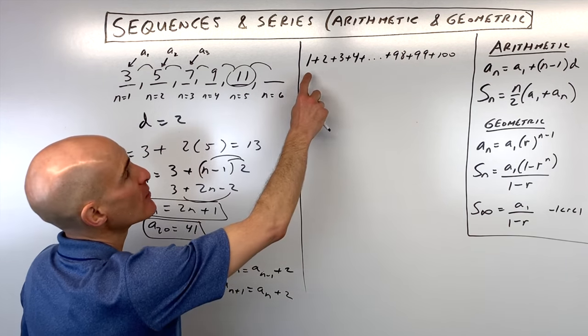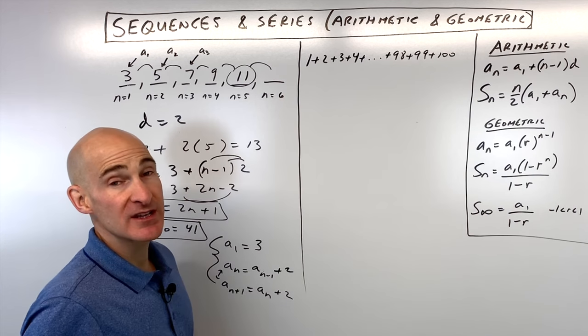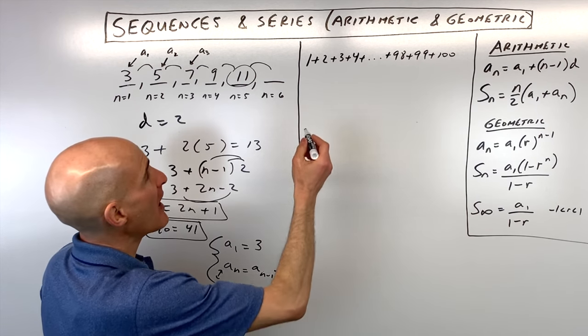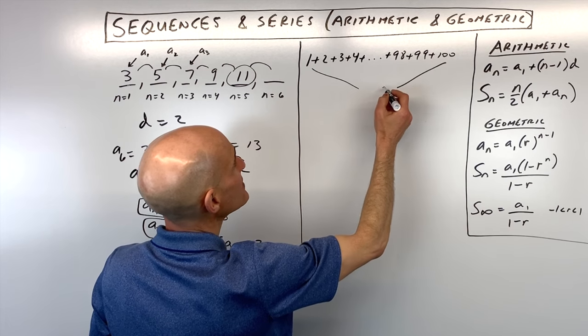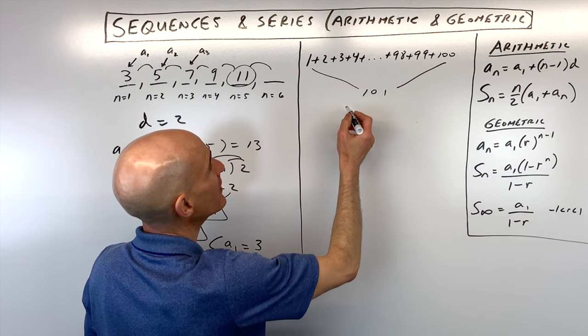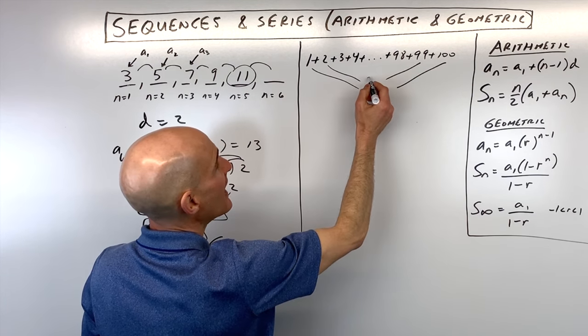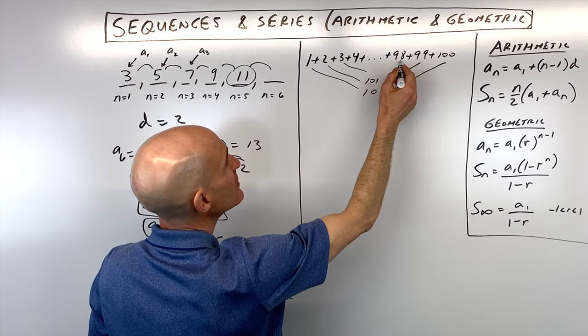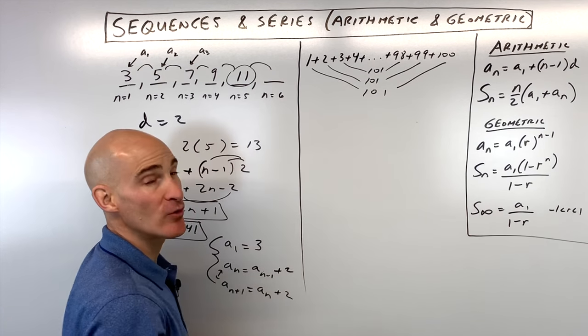Say you wanted to add all the numbers from 1 to 100. Well, that would take you a while, right? But look at this pattern. If you take 1 plus 100, you get 101. 2 plus 99, you get 101. 3 plus 98, you get 101.